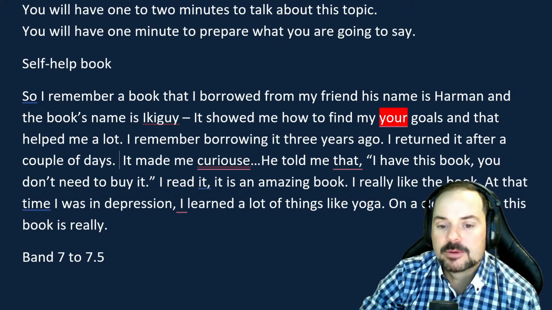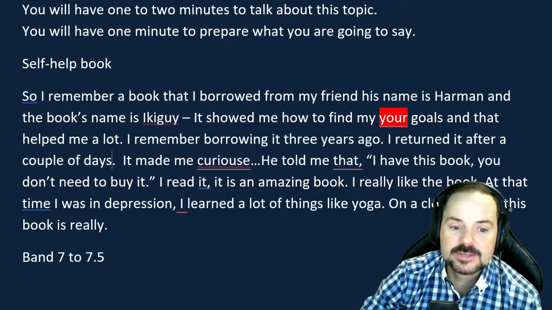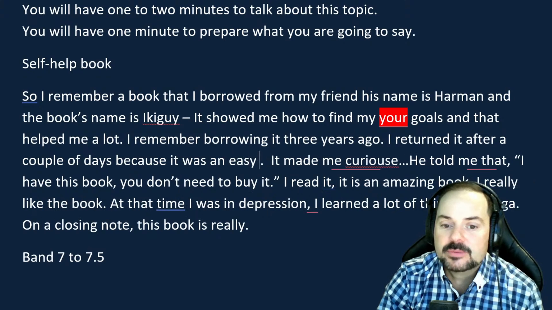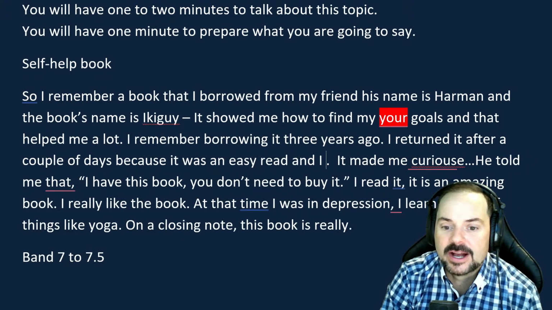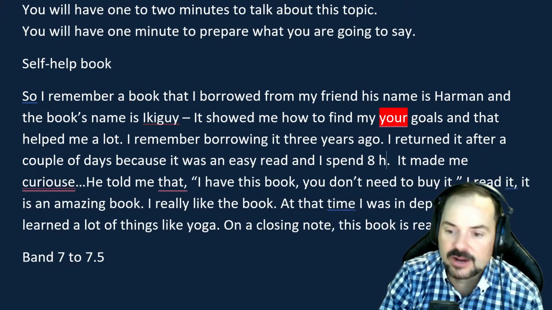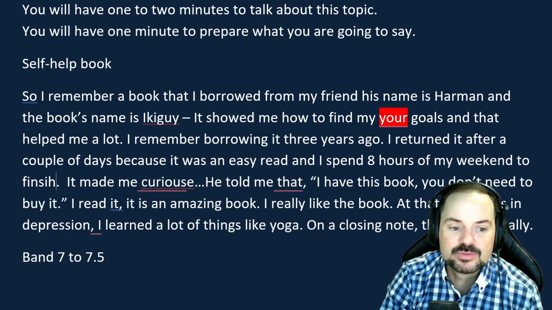So I remember borrowing it 3 years ago. I returned it after a couple of days because it was an easy read. We have this expression in English. It was an easy read, and I spent 8 hours of my weekend to finish reading it quickly.